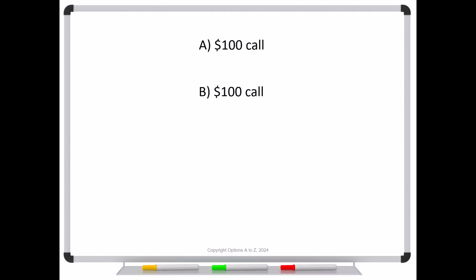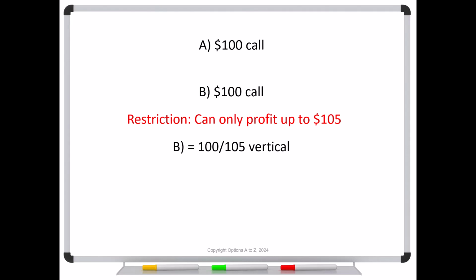And for strategy B, we're going to say, all right, you can own the $100 call, but there's a restriction that you can only profit up to $105. And when we describe strategy B that way, that's the same thing as the 100-105 vertical. So remember, when you own the 100-105 vertical, you have the right to pay 100, that's the long call, and you've got the obligation to sell for 105, that's the short call. Well, that's the same thing as saying that you can only profit up to $105. We've used the $100 call in this vertical, but we've restricted it.